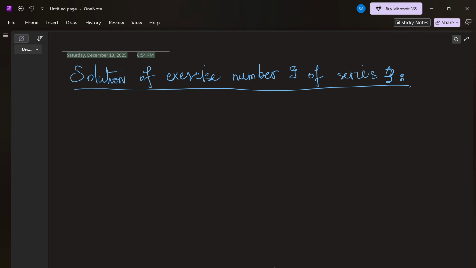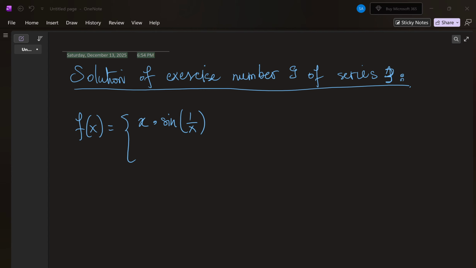Alors, on a une fonction f de x définie comme suit. F de x est égal à x fois sinus 1 sur x if x is different from 0, and it is equal to 5 when x is equal to 0.